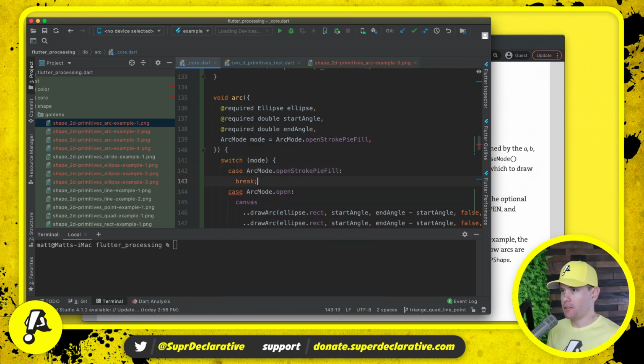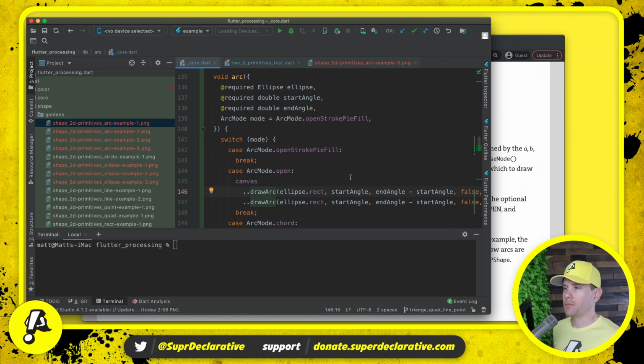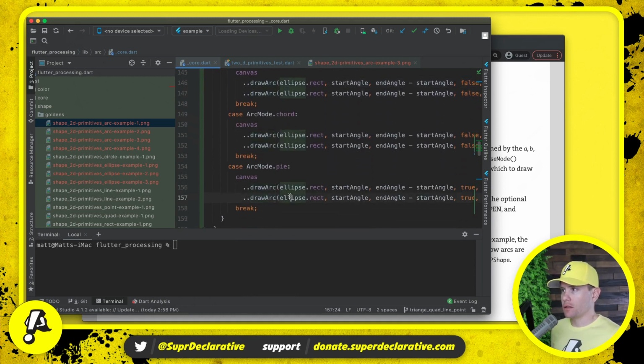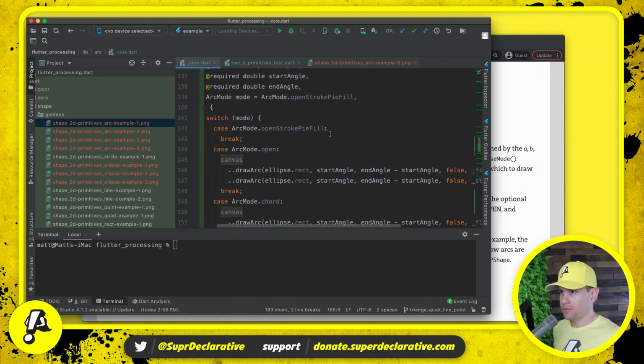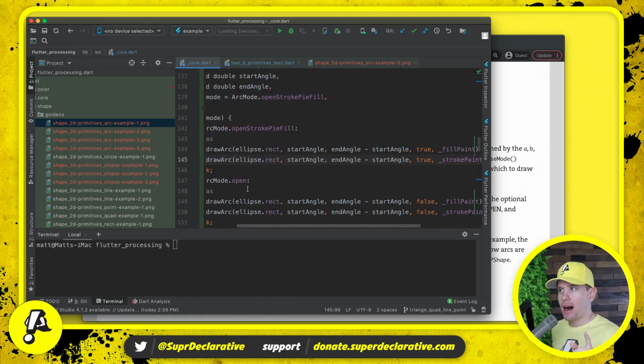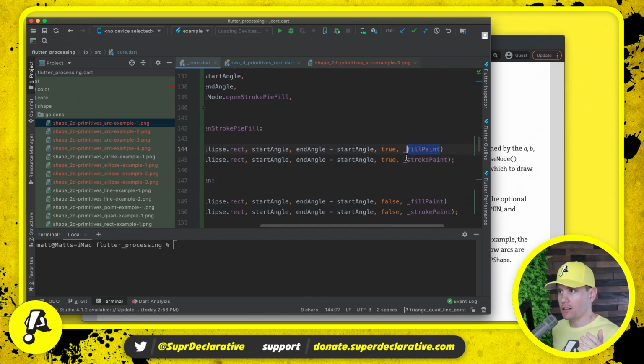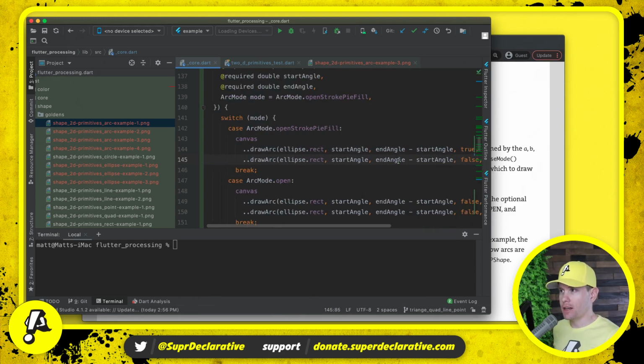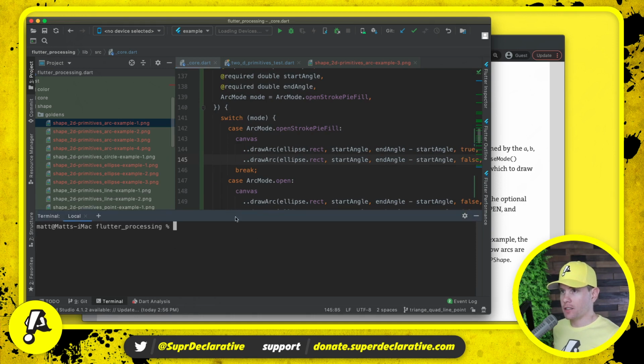In the case of this default, what do we want to do? Let's copy the pie example. We want a pie fill, but an open stroke. Here's the fill. Here's the use center variable. So we have a pie fill. Let's switch this one to false for the stroke. All right. I think this will fix at least the first test.